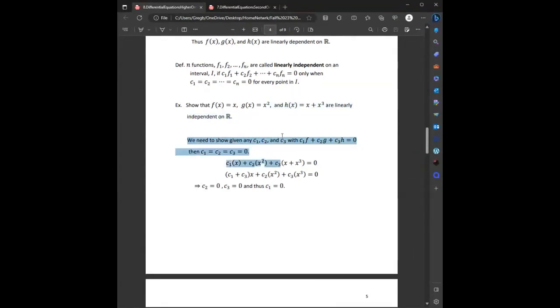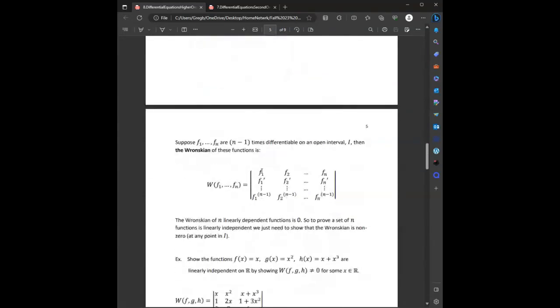Okay, C1f, C2g, and C3h equals 0. I assume that f, g, and h are all just functions, and then, as you know, the C's are constants. And so we need them to all equal 0. And so this problem's kind of funny. Yeah. So you just make them 0. There we go. That's how you do this problem.